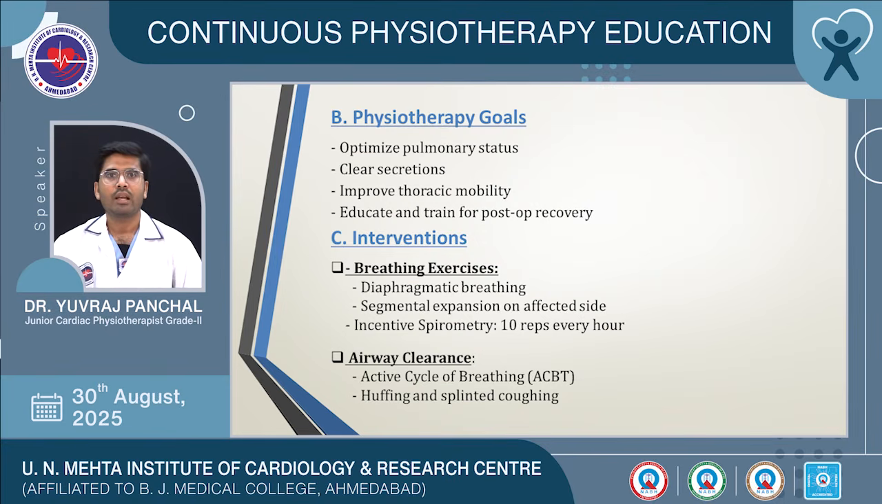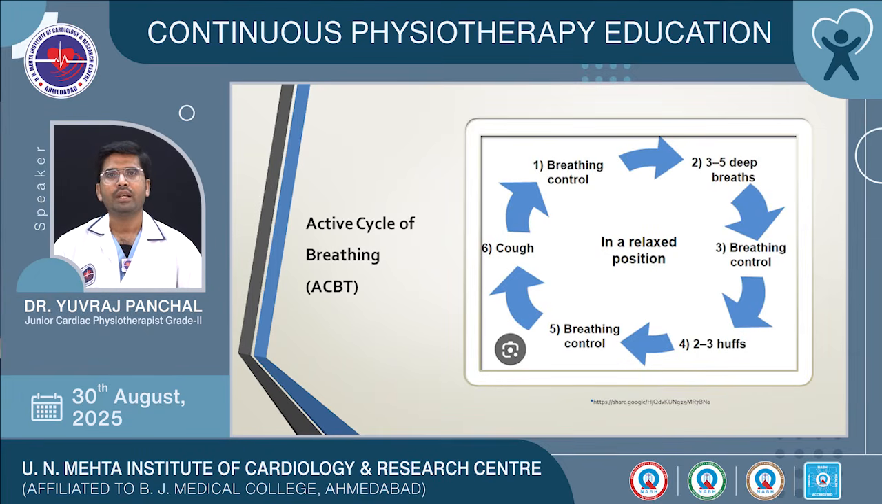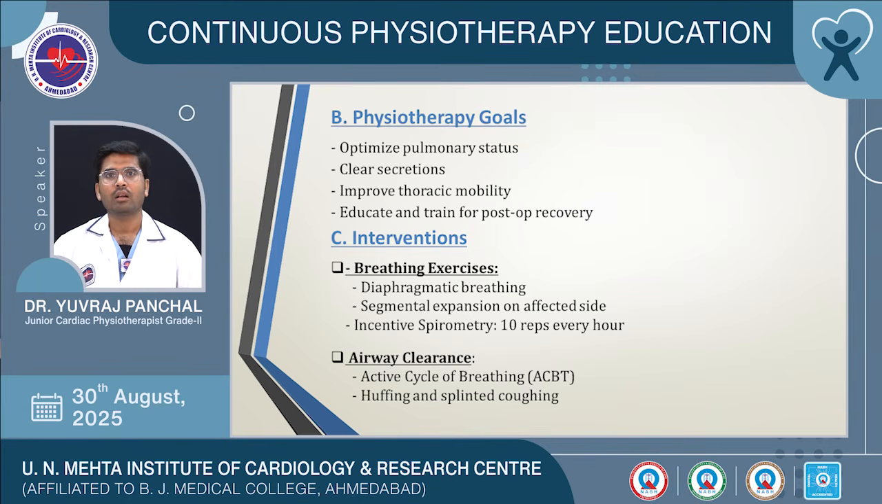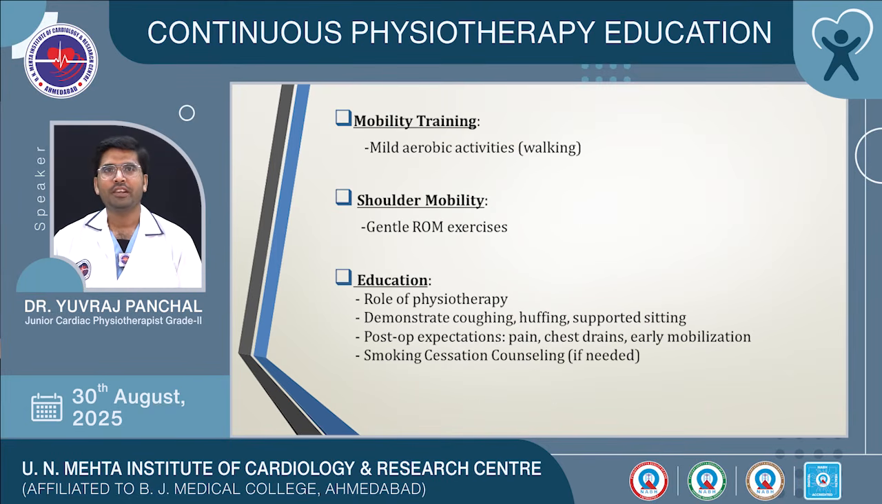Airway clearance: active cycle of breathing technique, ACBT. Start with breath control. Do 3 to 5 deep breaths. Breath control. Do 2 to 3 huffs. Again breath control and do a cough. Huffing and supported coughing.